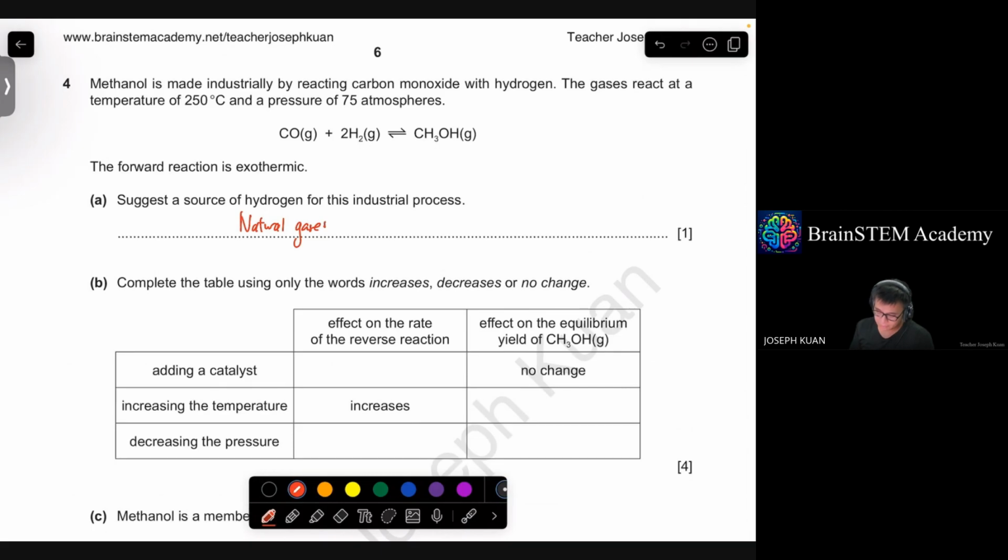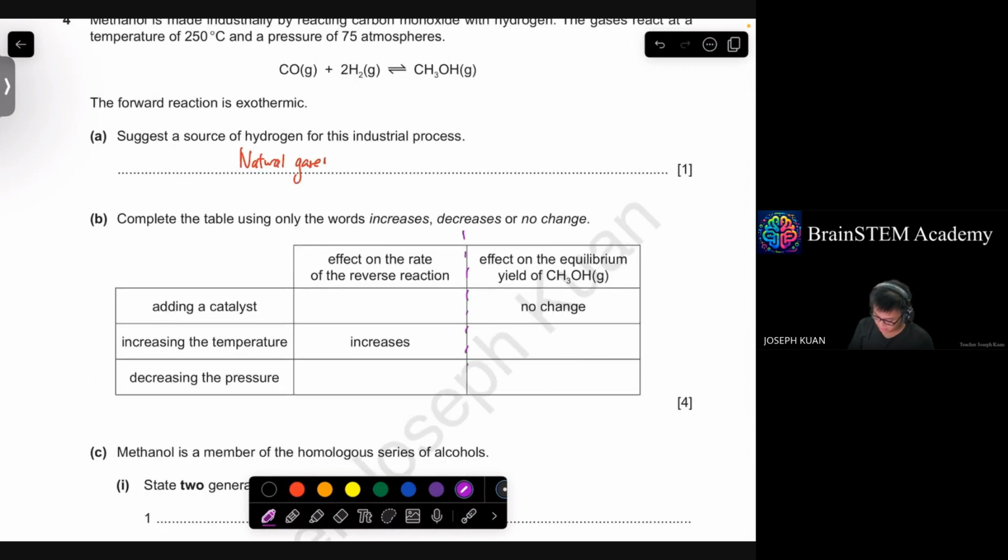Then for B, complete the table using the words increases, decreases, or no change. So the first part is on the rate of reaction. The second part is on the equilibrium yield. As we mentioned many times, these two are different concepts, so you should split them and analyze them individually. For rate, pretty straightforward, regardless of the type of reaction, adding a catalyst increases the rate of reaction. Increasing the temperature does increase the rate of reaction, and decreasing the pressure will definitely decrease the rate of reaction. That's what we know for rate.